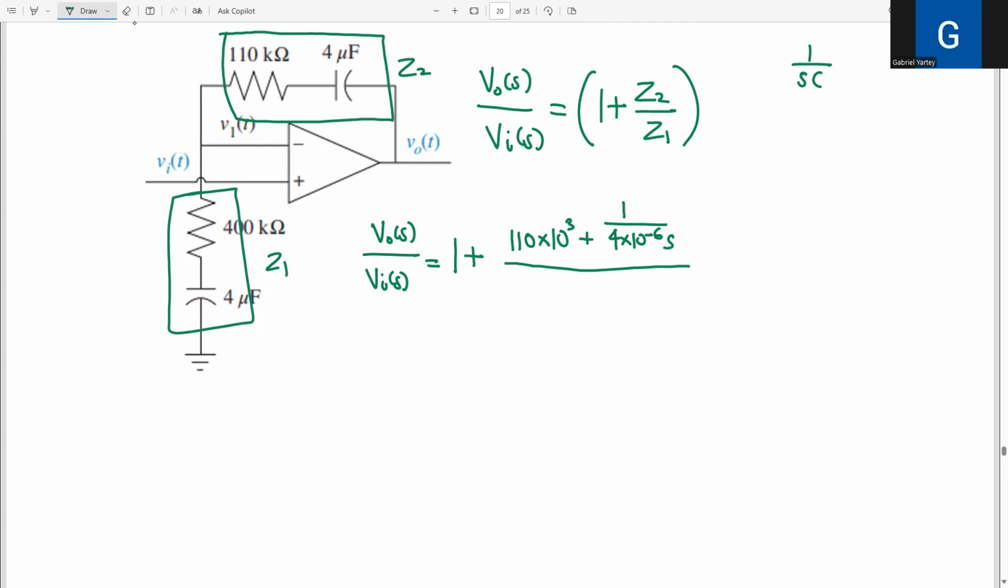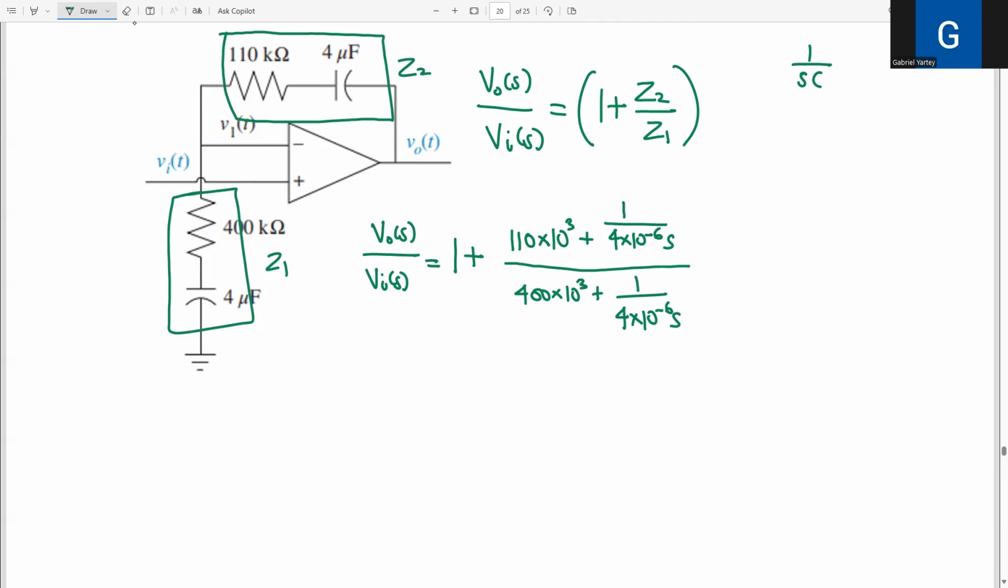We do the same thing now as we did at this side. We get the 400 times 10 to the power 3. Then we add it to the inverse of 4 times 10 to the power minus 6 S. So it's the same thing here. Now, I know most people get confused around here. They don't know how to go about this whole thing.